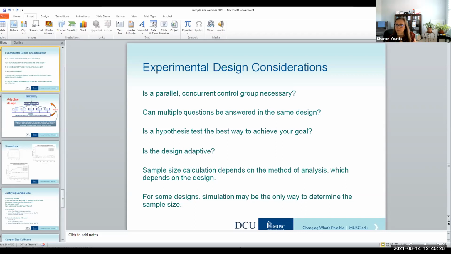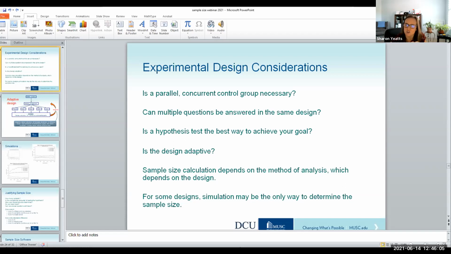Is the design adaptive? I'm going to give you an example of that in a minute, because there are some very common adaptations that are so common that we don't even really think about them anymore. Things like covariate adaptive randomization, things like interim analysis for efficacy or futility. Those are technically adaptations, but they're so commonplace we don't really think about them anymore. So in this case, I'm thinking more along the lines of response adaptive randomization, or selecting patient populations, things like that.